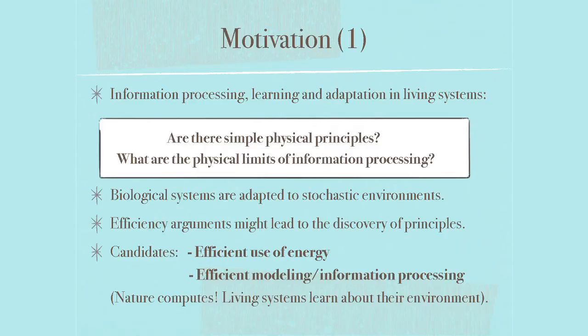And so here I'll focus on the physical limits of information processing, because we know that biological systems process information, they learn, they adapt, and they're also embedded into stochastic environments and often adapted to those. So one organism that may be adapted in a better way than another organism may have an evolutionary advantage, so there may be more of those organisms. Therefore looking at efficiency arguments may lead us to the discovery of building principles underlying those organisms. And two candidate principles here are, of course, the efficient use of energy and the efficient use of information, so efficient information processing and modeling, if you wish.